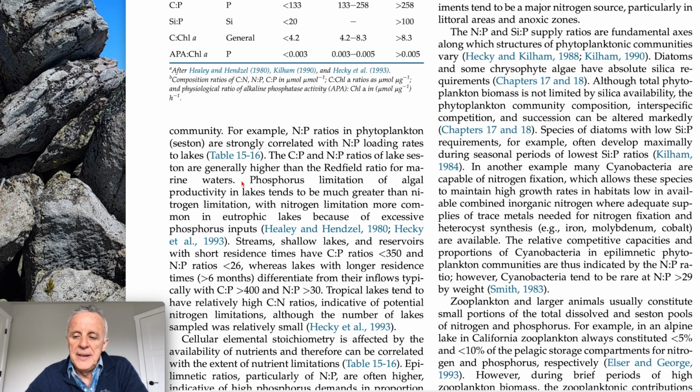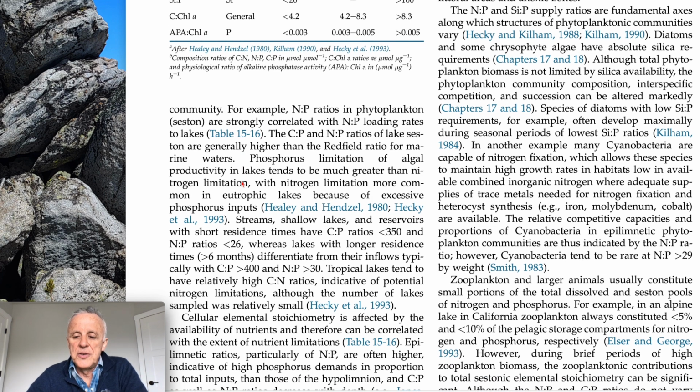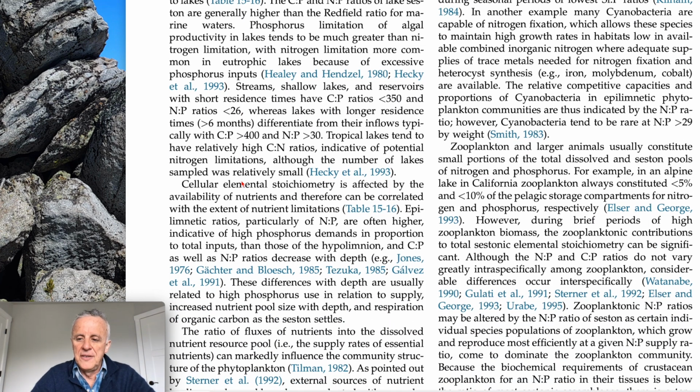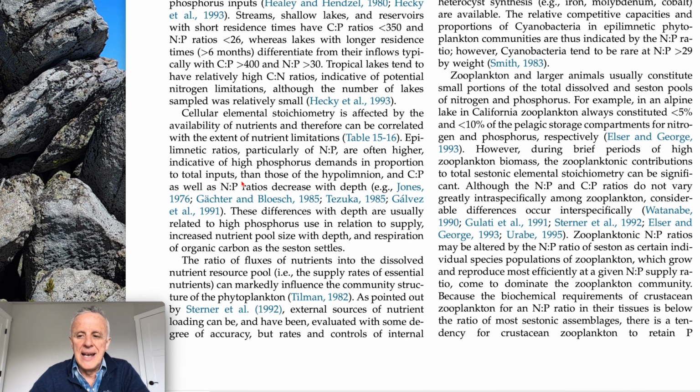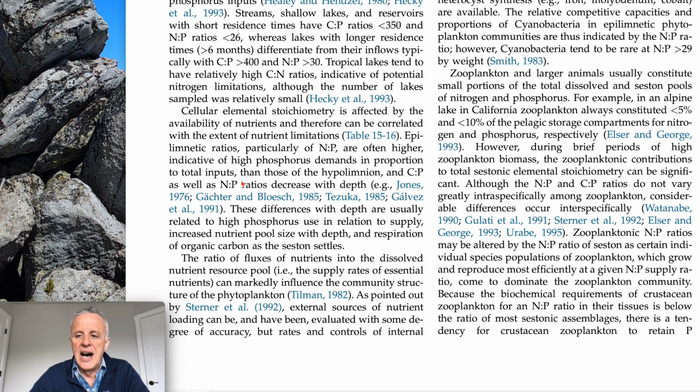In another example, many cyanobacteria are capable of nitrogen fixation, which allows the species to maintain high growth rates in habitats low in available combined inorganic nitrogen, where an adequate supply of trace metals needed for nitrogen fixation and heterocyst synthesis is available. The relative competitive capacities of and proportions of cyanobacteria in epilimnetic phytoplankton communities are thus indicated by the N:P ratio. However, cyanobacteria tend to be rare at N:P greater than 29 by weight.